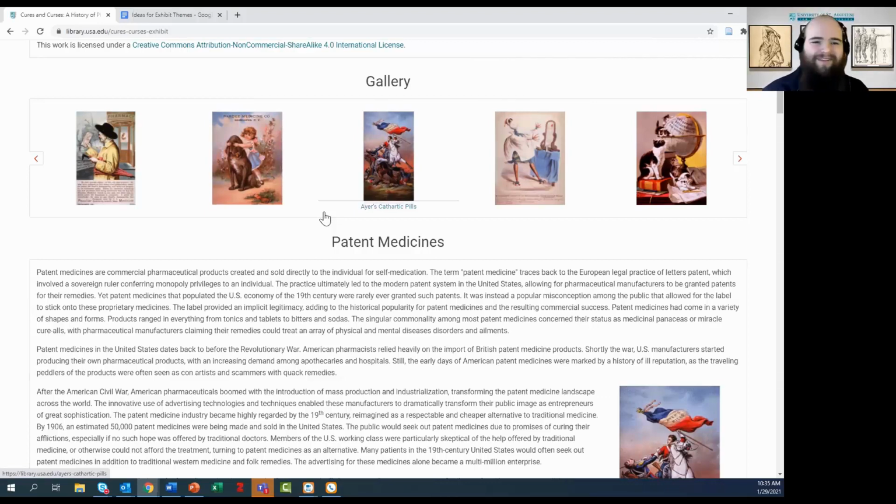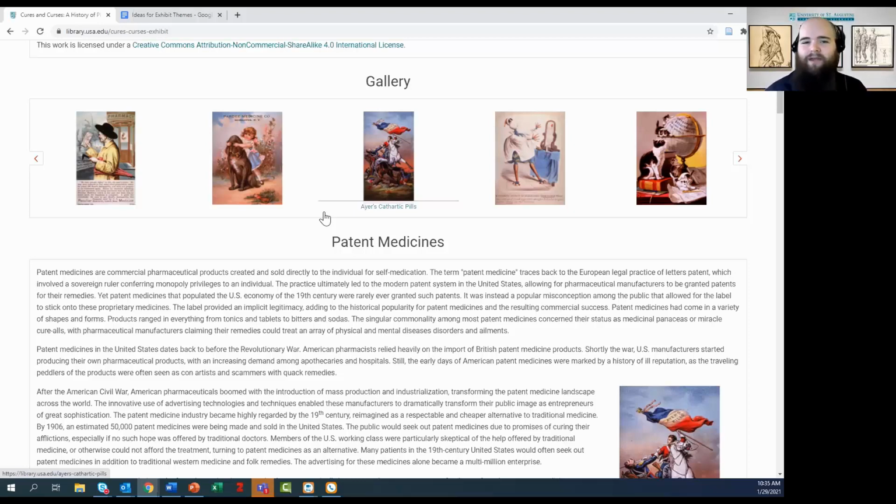Even though they were promoted to help with the purity of your blood, your aches and pains, and even mental health, most of them were not very effective at all. In fact, a lot of them contained very copious amounts of potentially dangerous products, and we talk about that more, like alcohol.